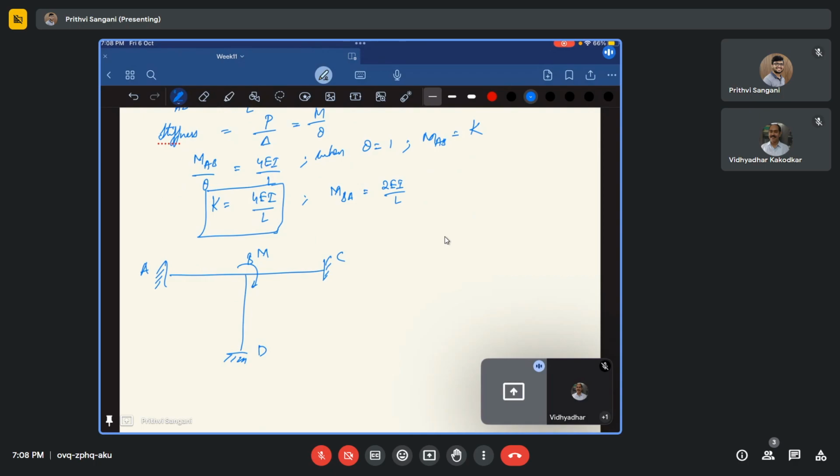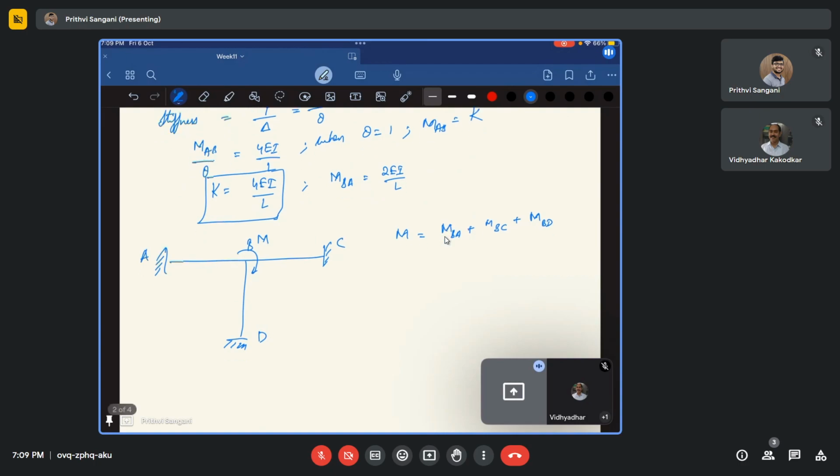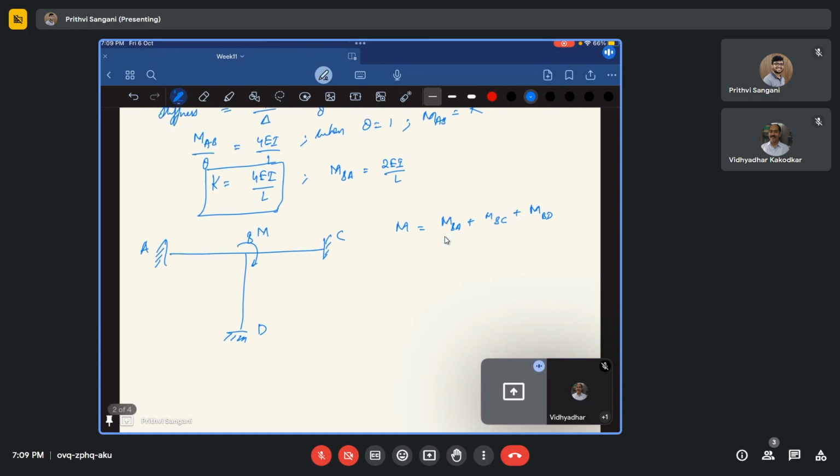So if I apply a moment M at the joint, each member will divide that moment M. How will it divide? Let us say M is nothing but MBA plus MBC plus MBD. So this is how this M will be divided. In what proportion is it divided? That again is the question. Why should we know in what proportions it is getting divided?